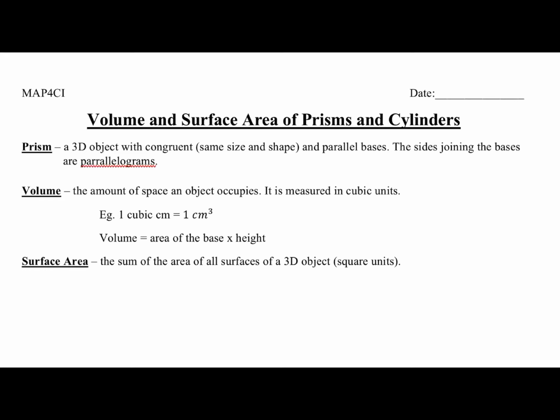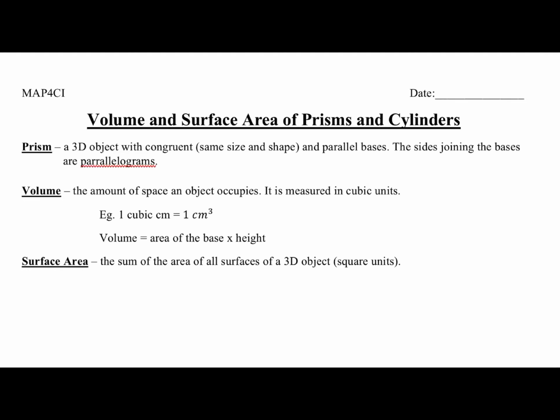Hi everyone. Today we're going to take a look at volume and surface area of some of our shapes. We're going to take a look at some more shapes next time, looking at volume and surface area as well. But we're going to look specifically at prisms and cylinders today. And the shapes that we're going to be looking at have a base.